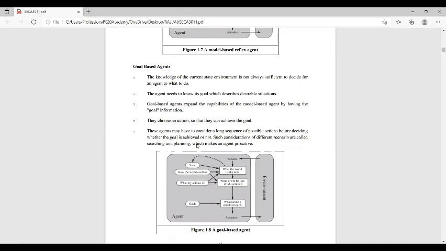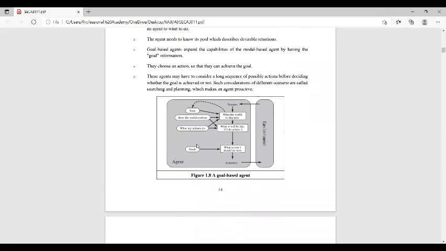An agent needs to know what to do. So the agent needs to know its goal, which describes a desirable situation. So a goal-based agent expands the capabilities of the model-based agent by having that goal information. So it chooses an action so that it can achieve the goal.